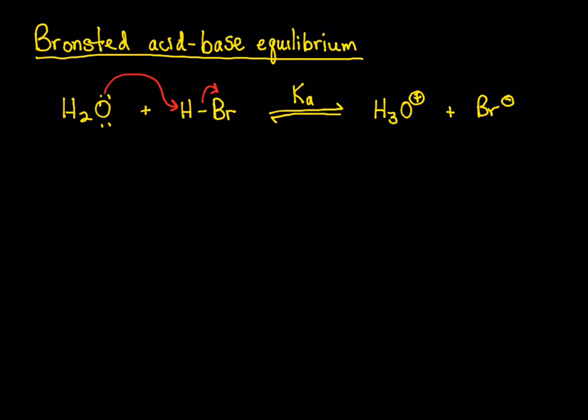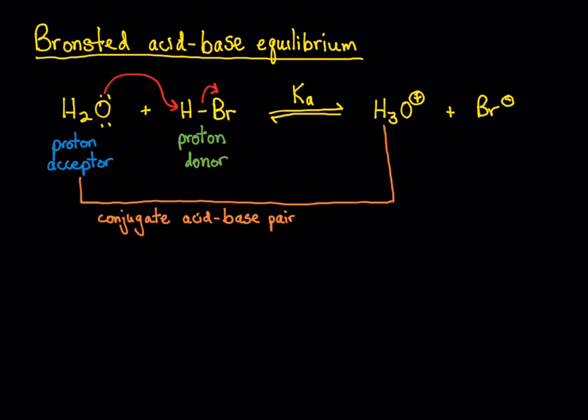The equilibrium is defined by the constant Ka. In this case, we say that the water is a proton acceptor and the hydrogen bromide is a proton donor. We define two different conjugate acid-base pairs. First, water and the hydronium ion, and then hydrogen bromide and the bromide anion.